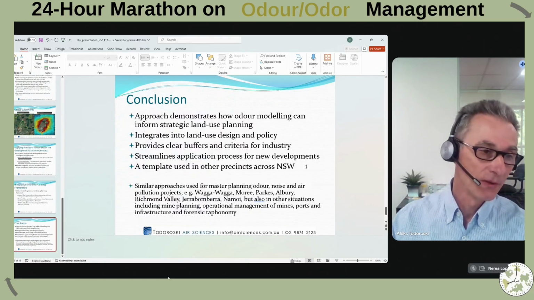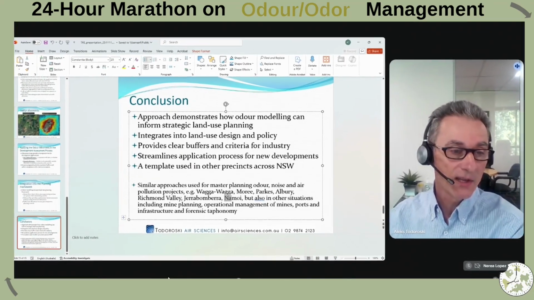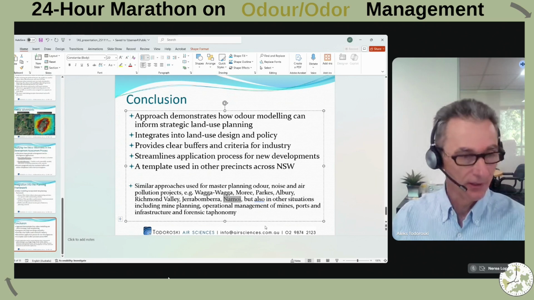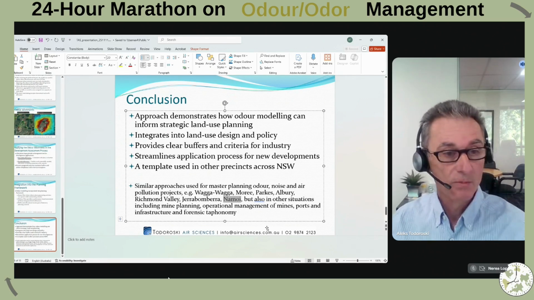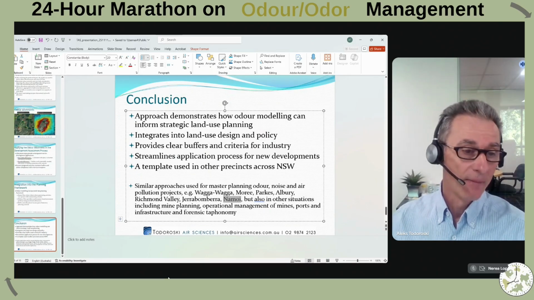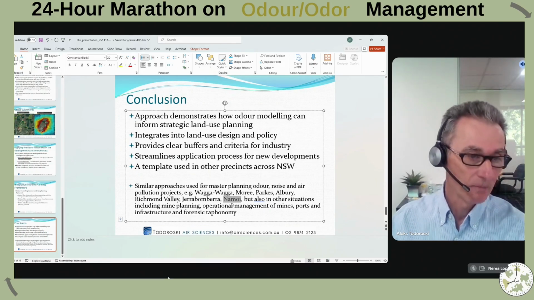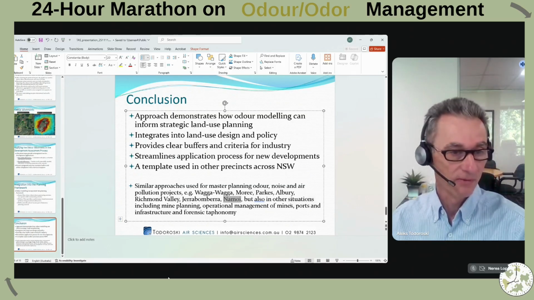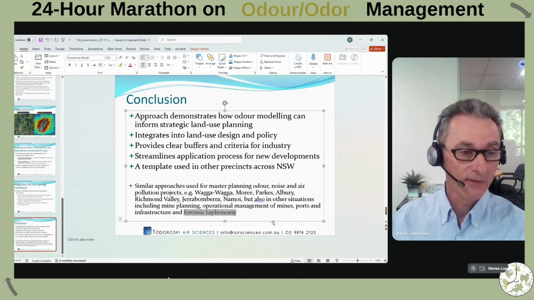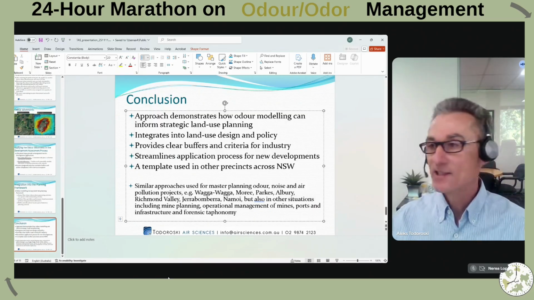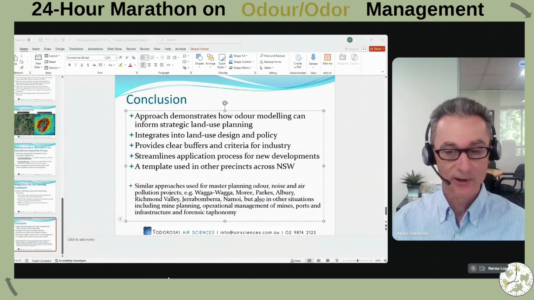It's a template that's been used in other precincts, a list of them at the bottom there that have been done so far. Mamoi is a large area. It's approximately 650 odd kilometres by 250 kilometres. So that's the size of some of the smaller European countries. But we've been doing this with mine planning and operational management of mines, large ports, infrastructure, and even things like forensic toponymy. Anyway, that's the end of my presentation. Thank you very much.